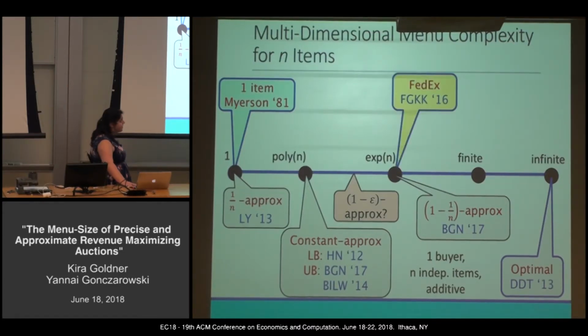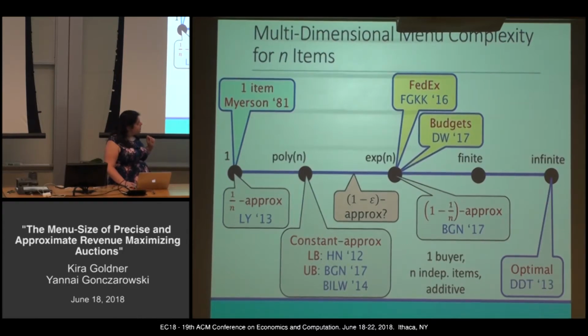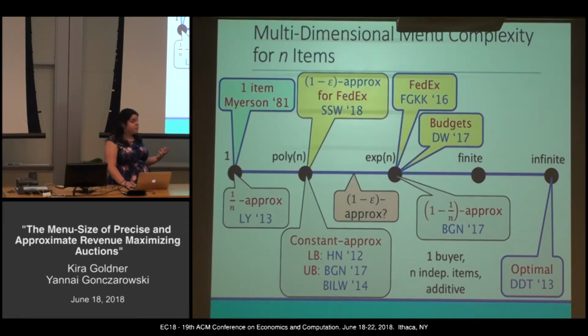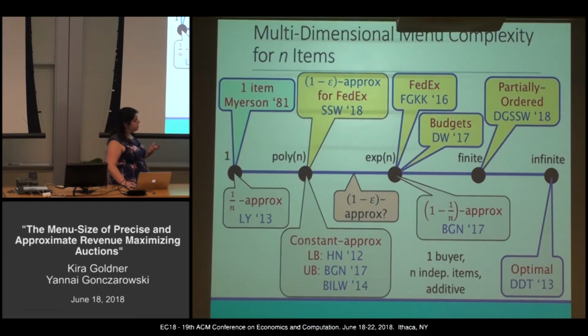We'll talk about the static setting, where the optimal, this blue outline means I'm talking about optimal mechanisms, falls at exponential menu complexity. Budgets also falls at exponential menu complexity. The approximation setting, the 1 minus epsilon approximation, falls at polynomial, and the partially ordered setting falls at finite. And so these yellow blurbs are what I'm going to be talking about for the rest of this section. And I will, of course, define what all these things mean. You're not supposed to know.